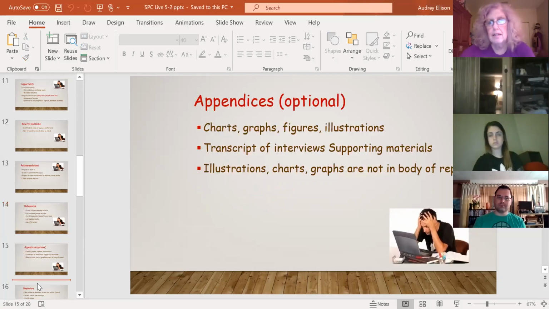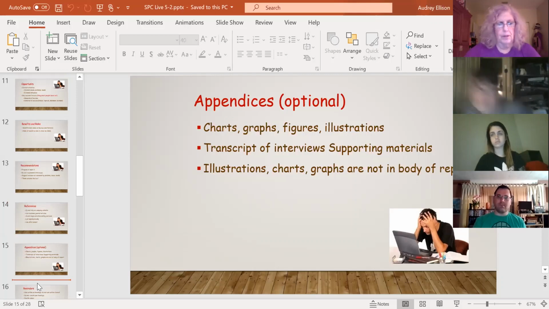Your appendices can include things like charts, graphs, illustrations, transcripts of interviews, or supporting materials. You don't need an appendix, but if you have these things, then you need an appendix. Every paper does not have an appendix. In fact, I'm not even sure the two sample papers had an appendix. So it's not required, but if you have charts or graphs or illustrations, they're not in the body of the paper and they're not in the executive summary. They're only in the appendices. And you say somewhere, see Appendix A, see Appendix B.